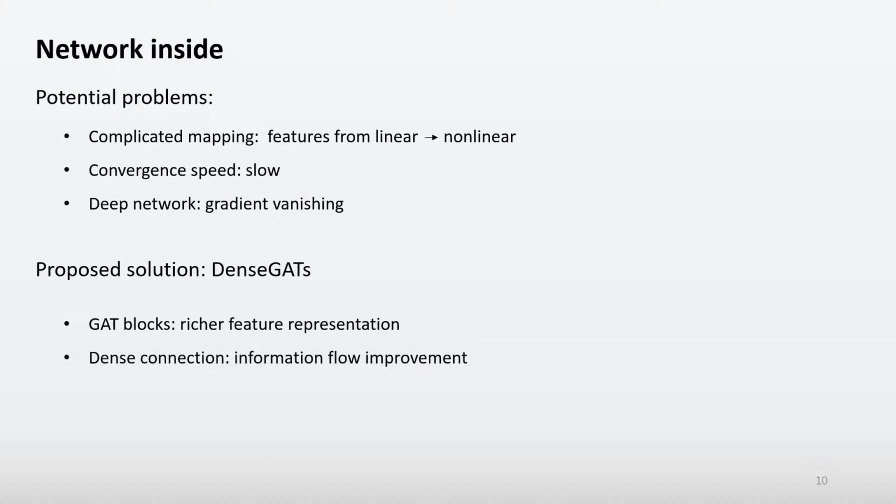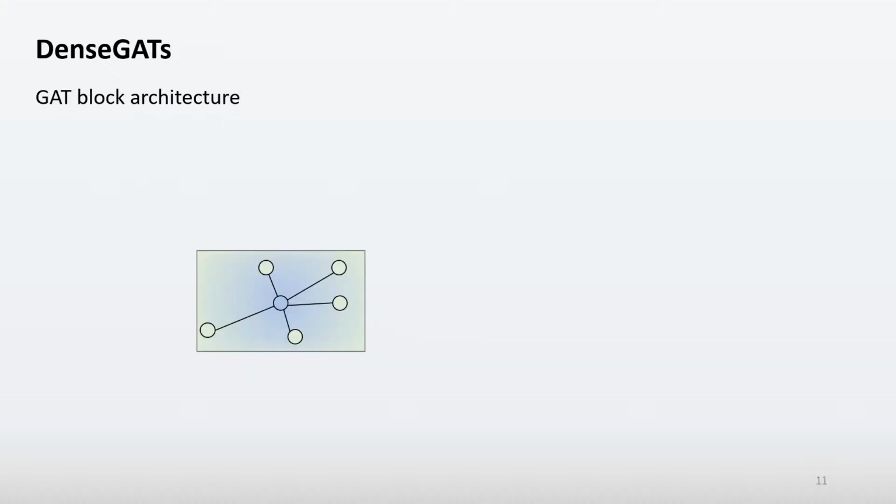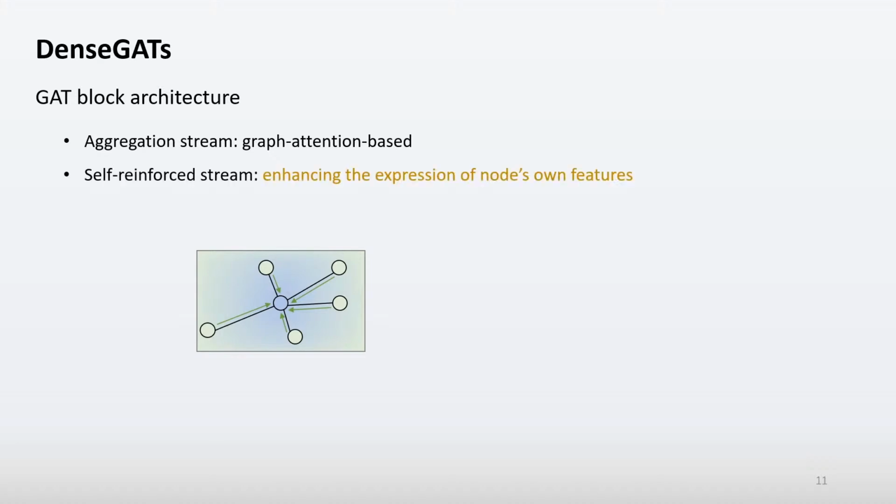Let's first take a look at the GAT block architecture. To deal with arbitrarily structured mesh graph data, our method uses GAT blocks for effectively learning mesh features. Specifically, it consists of two streams. The graph attention-based aggregation stream is used for computing the hidden representation of each node by aggregating neighboring features with different weights. In addition to this, we also introduced the self-reinforced stream for increasing feature multiscale expression that linearly maps the individual features of each node.